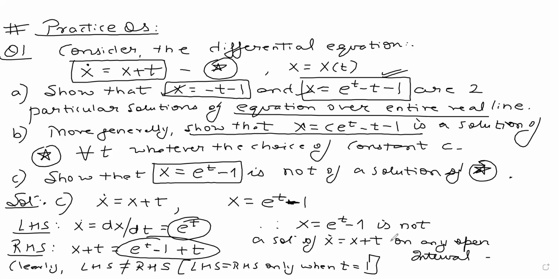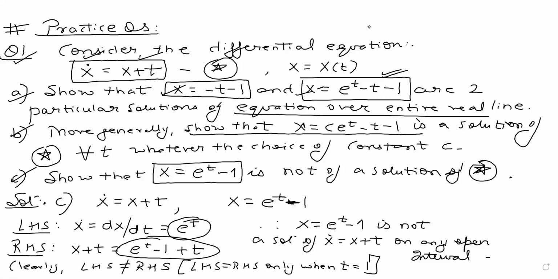So I hope all students have understood question 1, where we have solved parts A, B, and C. Basically, we had to verify. We were given the differential equation. We were given the function x. We had to verify whether x as a function of t is a solution of the differential equation. We pick up the differential equation. We solve the LHS. We solve the RHS. If they come out as equal, we can say that x as a function of t is a solution of the given differential equation.